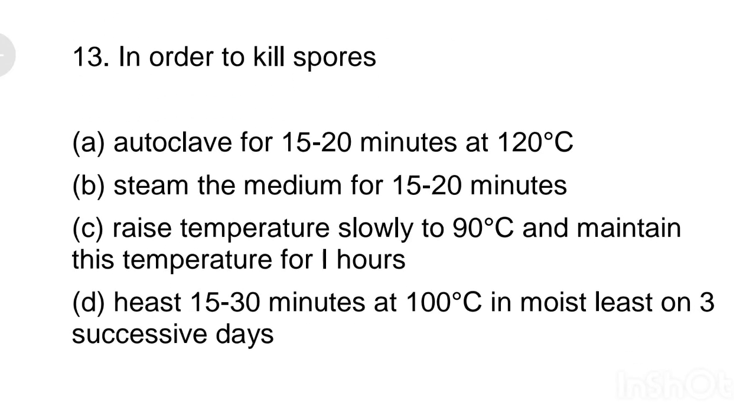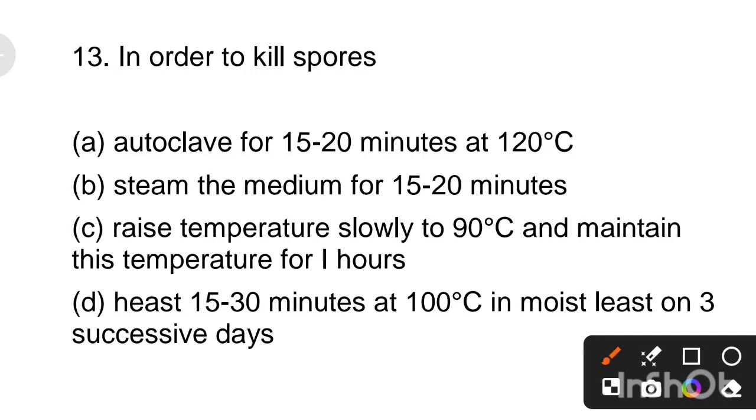In order to kill spores: option A, autoclave for 15 to 20 minutes at 120 degrees Celsius; option B, steam the medium for 15 to 20 minutes; option C, raise temperature slowly to 90 degrees Celsius and maintain this temperature for 1 hour; option D, heat 15 to 30 minutes at 100 degrees Celsius in moist heat on 3 successive days. Correct answer is option D. Heat 15 to 30 minutes at 100 degrees Celsius in moist heat on 3 successive days.